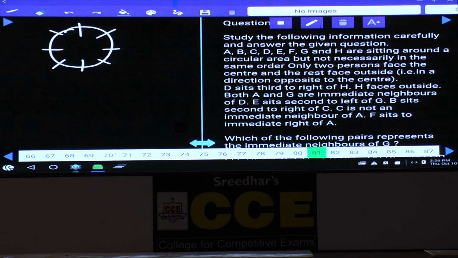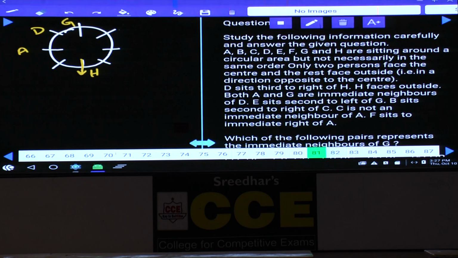D sits out to the right of H, H faces outside. Information clearly specified about this H. Now this H is facing outside, and D sits to the right. D sits to the right hand side of H. H is facing away from the center. Both A and G are the immediate neighbors of D. If A is here, G will be here, that is one possibility.